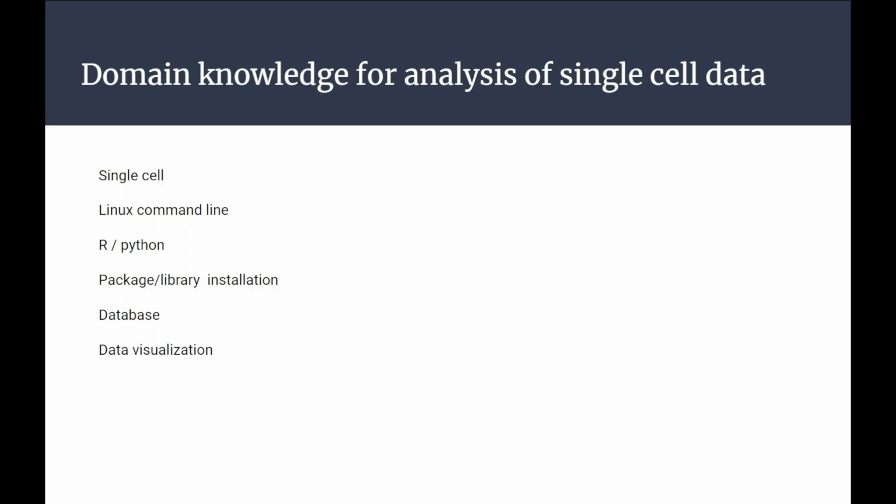Next one is the database, because for single cell data, I should know from where I can download the data. So you should be aware of databases like NCBI, Single Cell Portal, and Gene Expression Omnibus, and also some databases for annotating the cell type. To annotate the cell type, we need a database of marker genes, or cell types, that we are going to use as a reference.